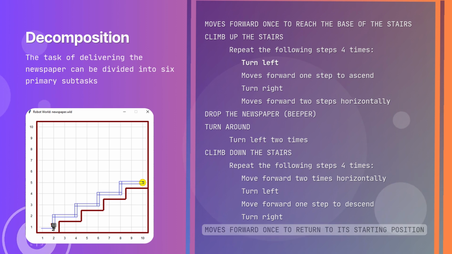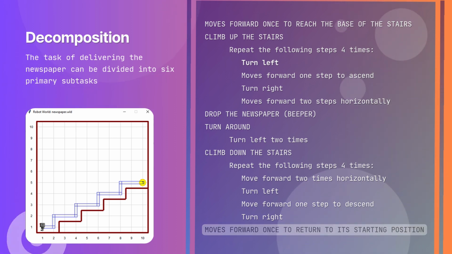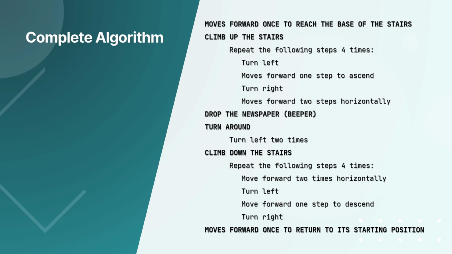Finally, the robot must return to its starting position at Avenue 1, Street 1 facing west. After descending the stairs, the robot makes a single forward movement to reach its original position at the base of the stairs. With this step completed, the robot has successfully finished the newspaper delivery and returned to its initial point, ready for its next task.